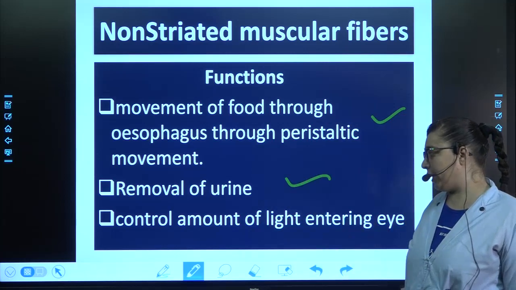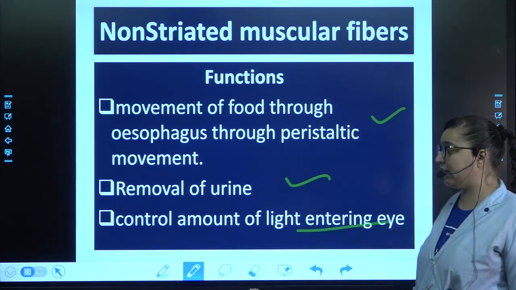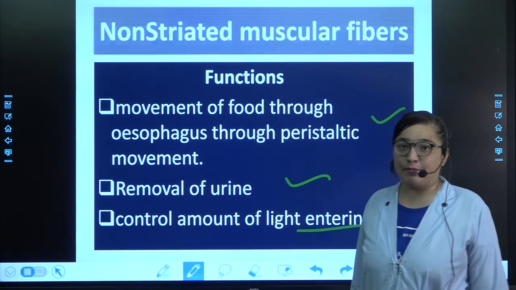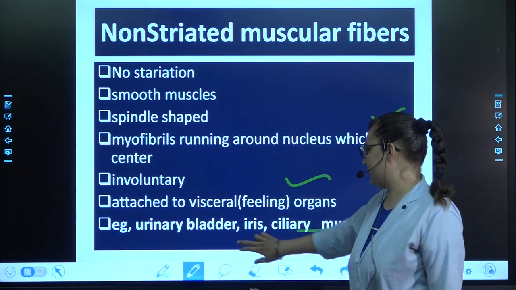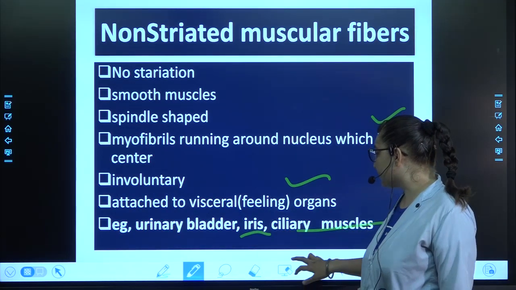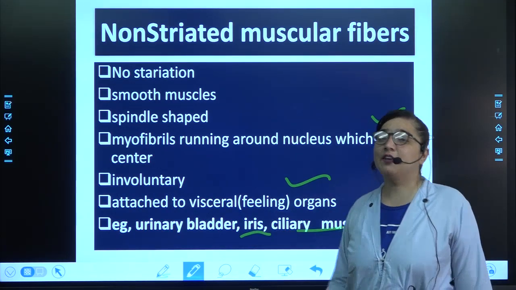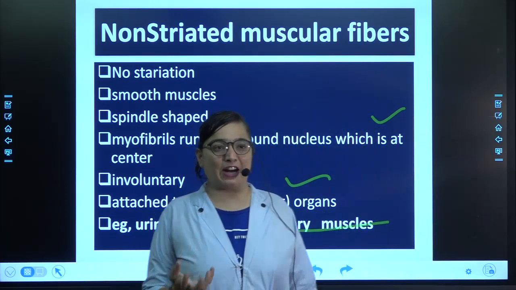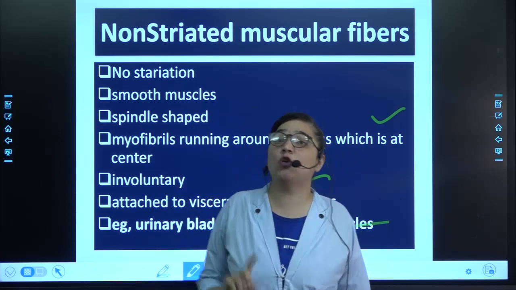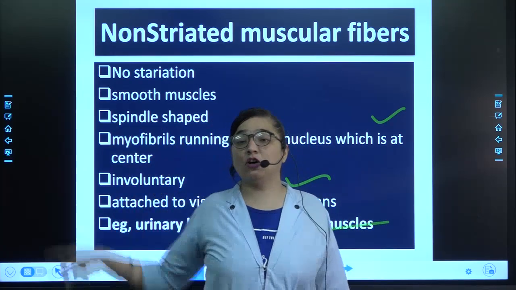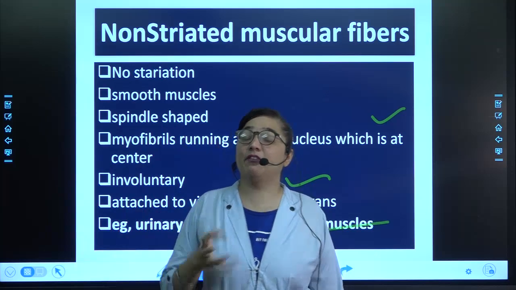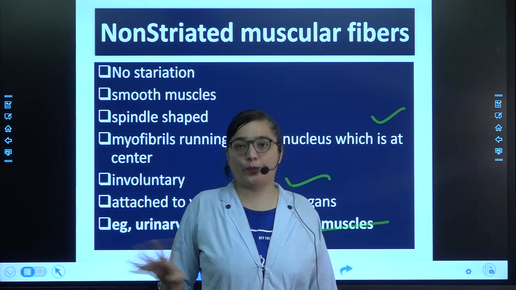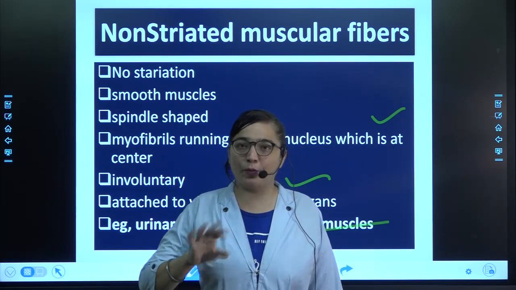They also help in the removal of urine and in controlling the amount of light that is entering our eye. In the slide before you saw about the iris, this is the function of the iris. That is, it will control the amount of light entering our eye. Imagine you are sleeping and suddenly anyone turns on all the lights at midnight, will you be able to open your eyes very quickly? No. It takes some time for you to open your eyes.